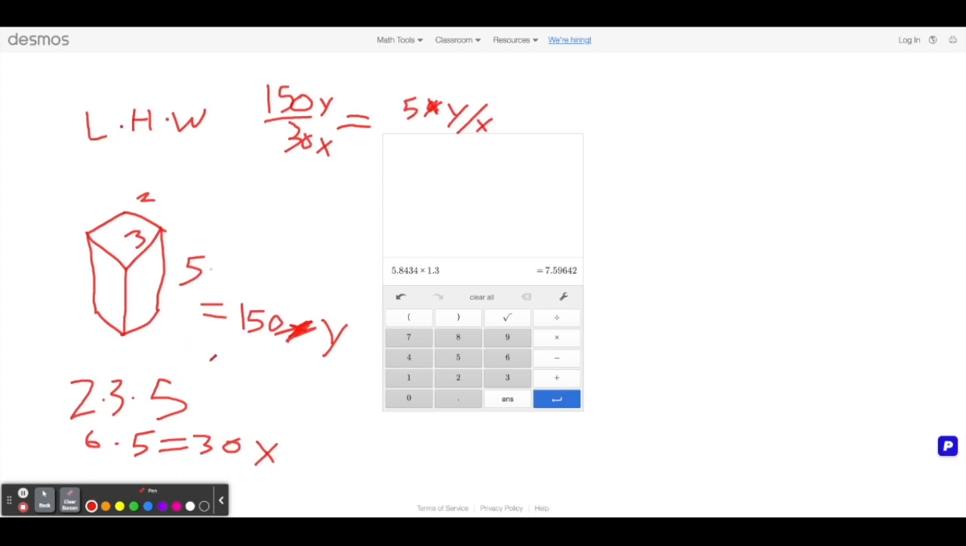In this case, the mass happens to be greater than the volume. That's not always the case. It could be switched where, say, 30 is the mass and 150 is the volume. In this case, it will be 1/5 y over x.